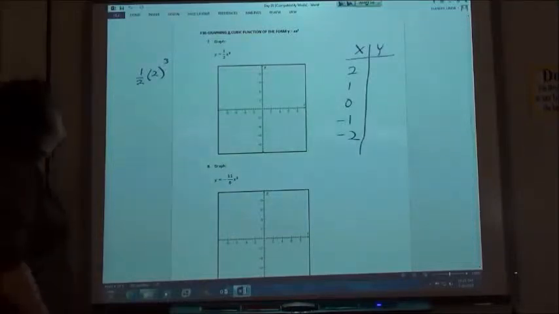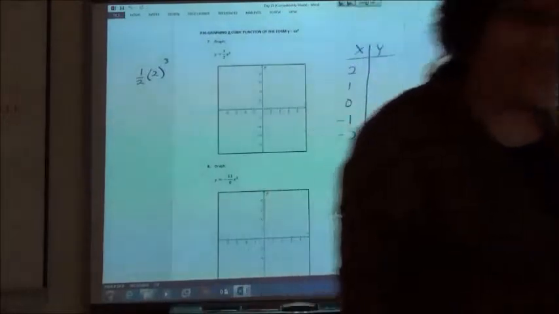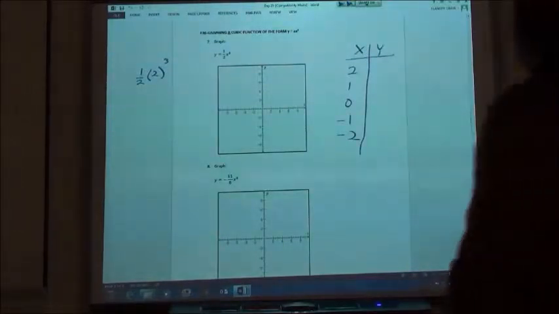27 over 2. Try that again. 1/2 times 2. That is better: 4. 2 cubed is 8 and 1/2 of 8 is 4.